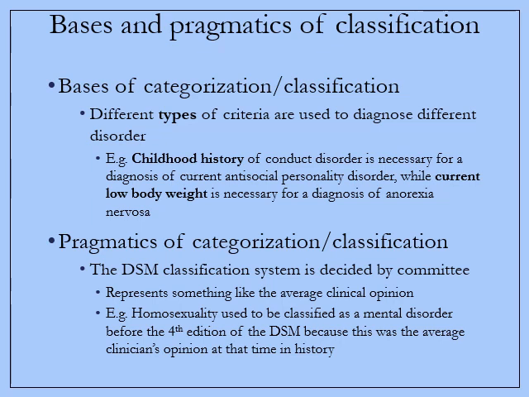As well, the DSM classification system is decided by a committee of humans, meaning it is imperfect, and it represents something like the average clinical opinion, or at least the average clinical opinion of people who are powerful enough to be on the DSM committee.